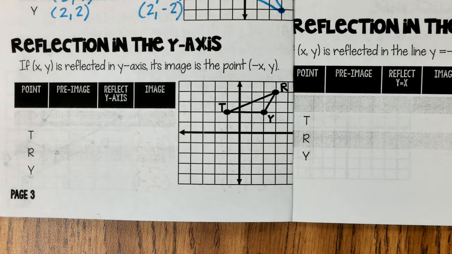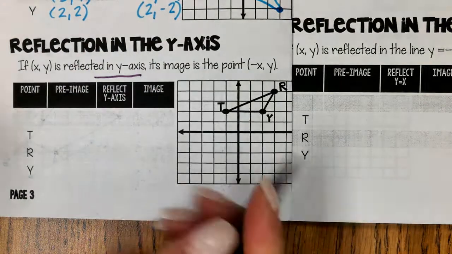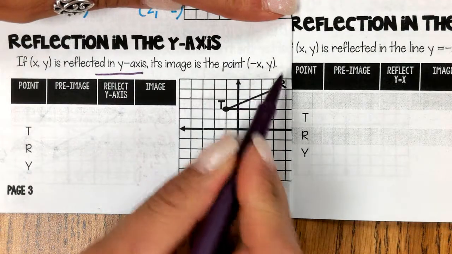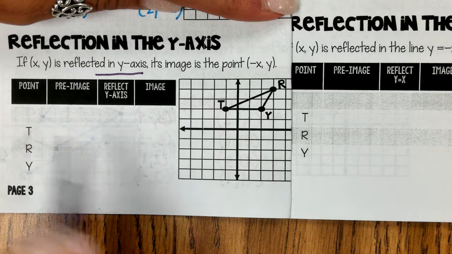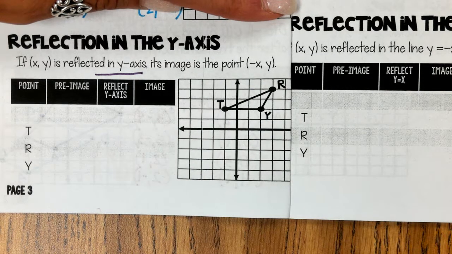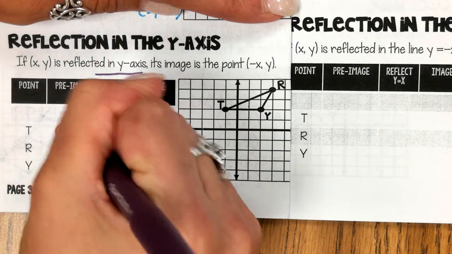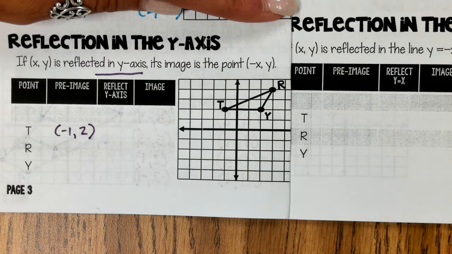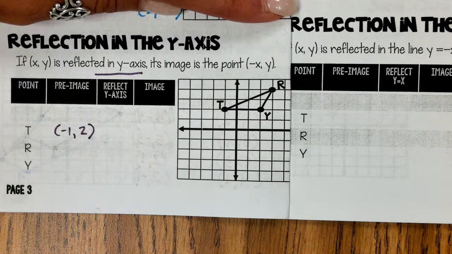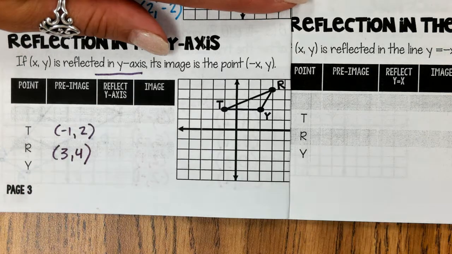Okay, so this is going to be different because now we're referring to the y-axis. This is what we're going to do to each point. First of all, I need to identify my point. So what are the coordinates of point T here? (-1, 2). Okay, point R, (3, 4). Okay, and point Y, (2, 2).